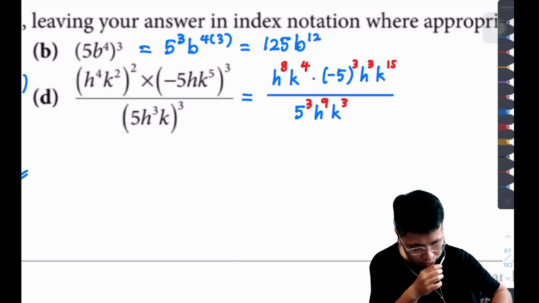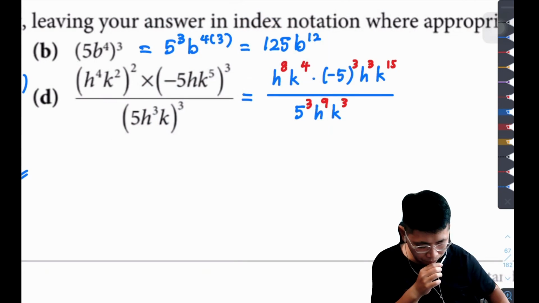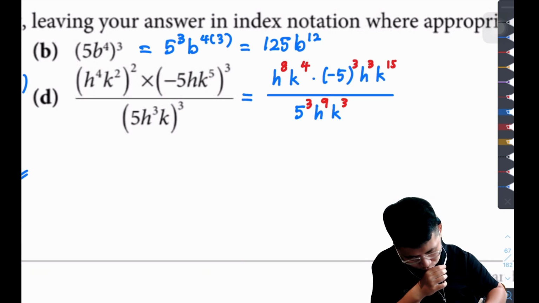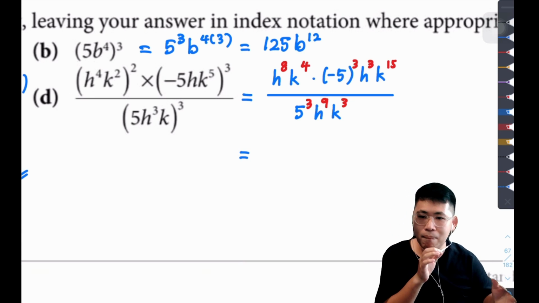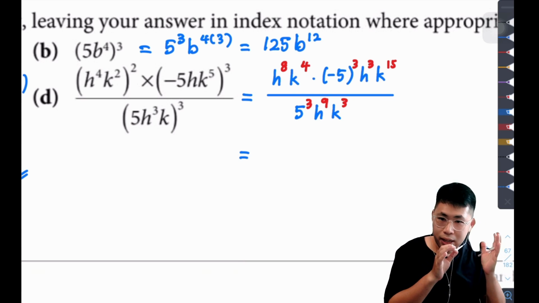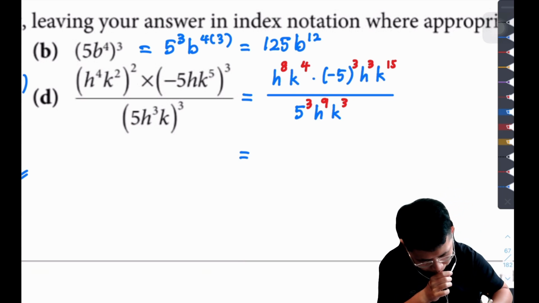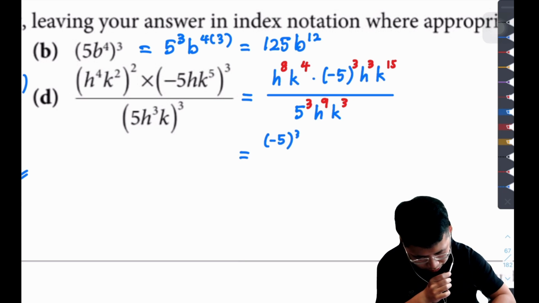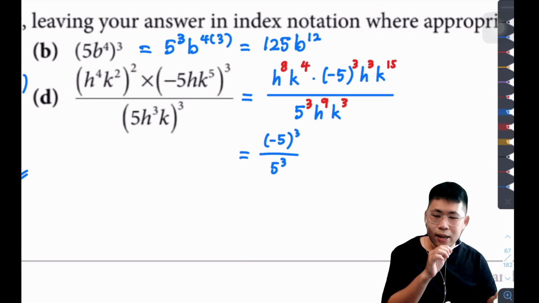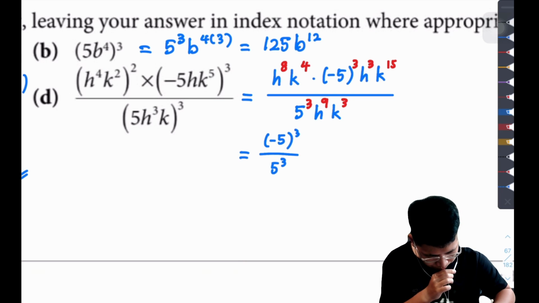So what we are going to do is simplify and group all things together. So first, let me gather all my numbers in front. As you can see above, my numbers are negative 5 cube and 5 cube. So let me pull them out in front. Those at the numerator will stay there, so 5 cube, and those at the denominator will stay downstairs, so 5 cube.